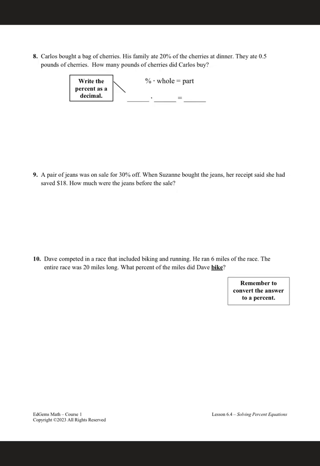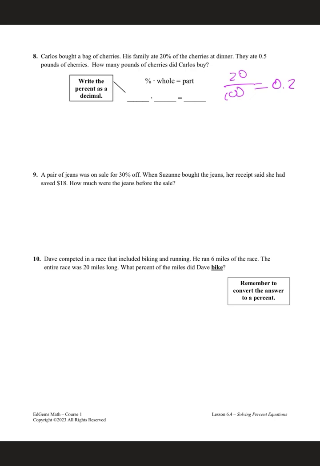So number 8 says, Carlos bought a bag of cherries. His family ate 20% of the cherries at dinner. They ate 0.5 pounds of cherries. How many pounds of cherries did Carlos buy? So it says write the percent as a decimal. So let's do that first. So we got 20%. So 20 out of 100, so 20 divided by 100 is 0.2.